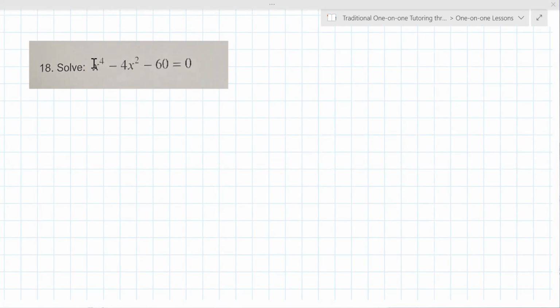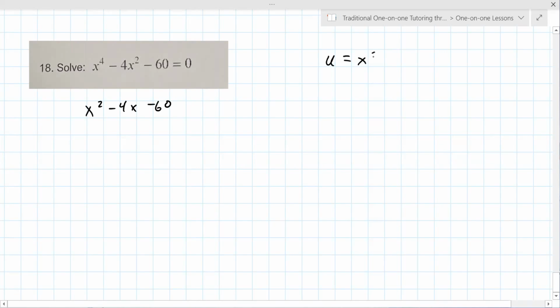So here you basically say, well, I'm just going to treat this like it's x squared minus 4x minus 60. That's kind of what your thought is. In class, you might have seen a u substitution. Maybe. Oh yeah, we did. Yeah, I mean, you can do that, but you don't have to.